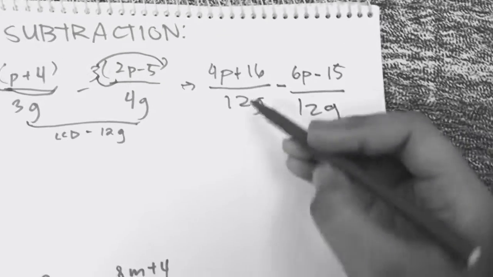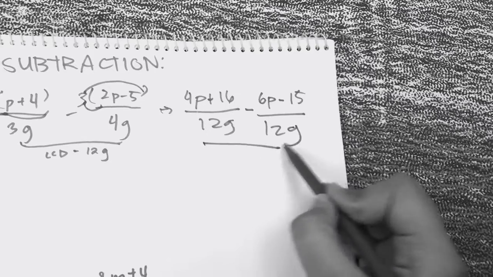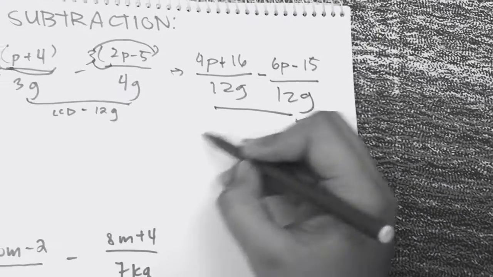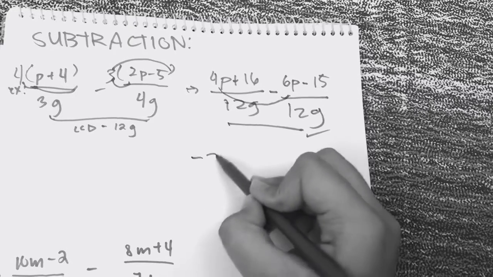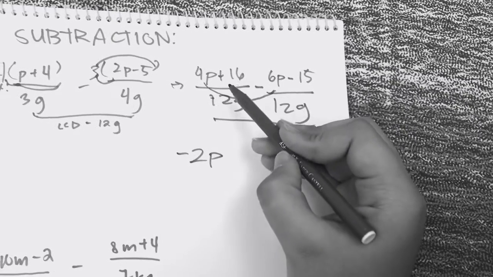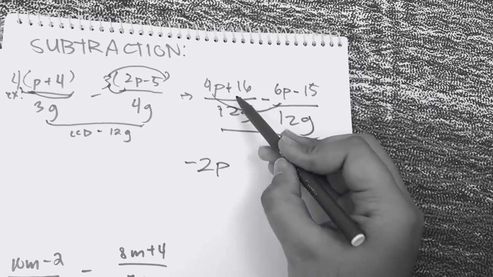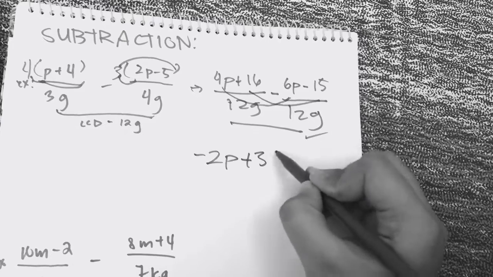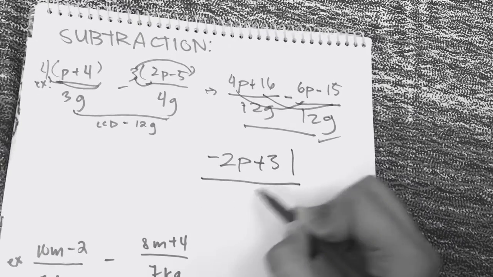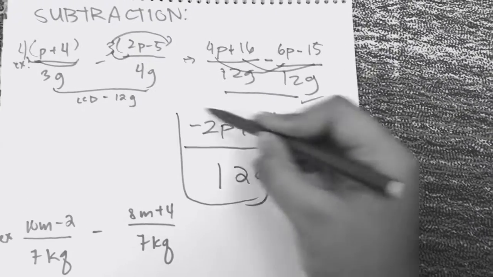So now that you have both converted with the same denominator, you can start subtracting like terms. So 4p minus 6p equals negative 2p. And positive 16 minus negative 15 equals positive 31 over 12g. That will be your answer.